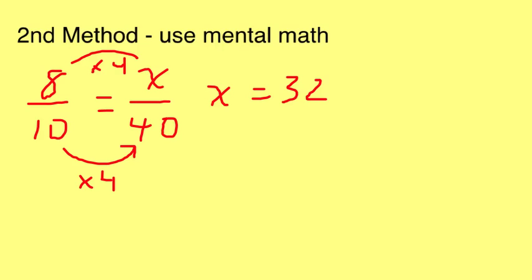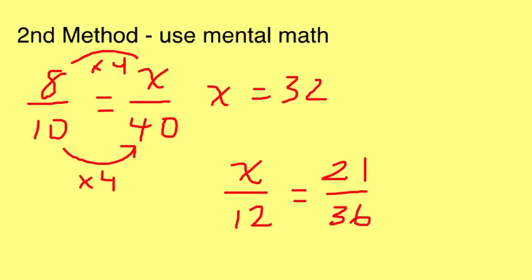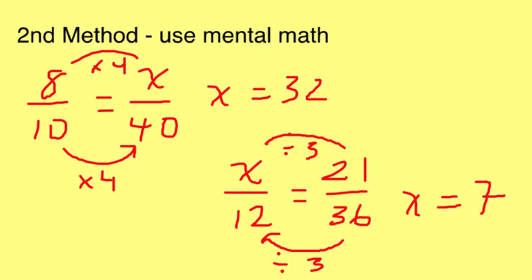In the second example, we're going to kind of work backward a little bit. I have x over 12 equals 21 over 36. Well, what did I divide 36 by to get 12? Well, I divided by 3. So I'm going to divide 21 by 3, and I get x equals 7. We usually use mental math with smaller proportions like this, ones that we can see easily. If we're getting into larger numbers, we'll probably use another method.